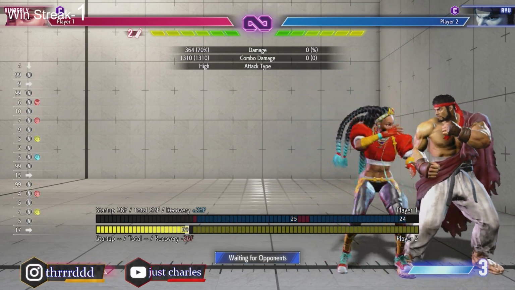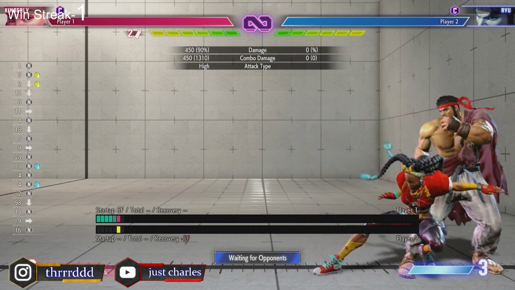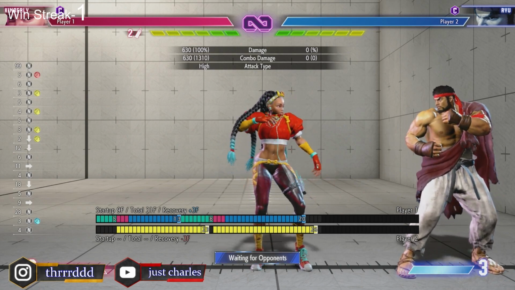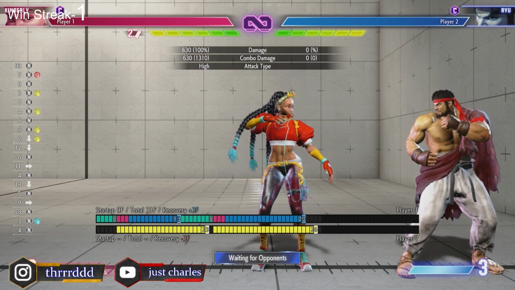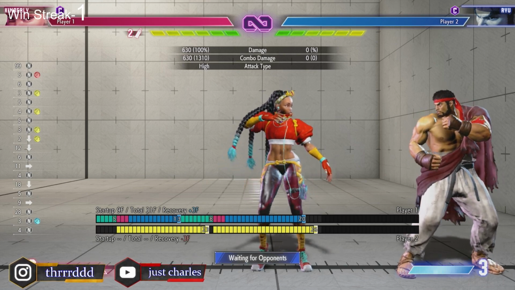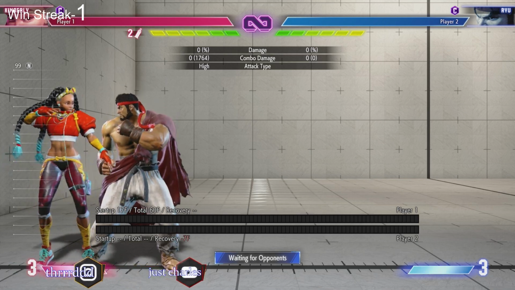I can't go down to standing 2, crouching 2, standing 2. I can't do that because that's not a true target combo, I gotta time it. So that's another aspect of understanding frame data and everything like that. So now we see we got this target combo, right?